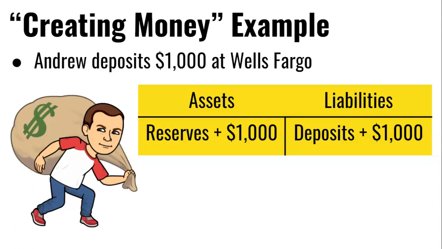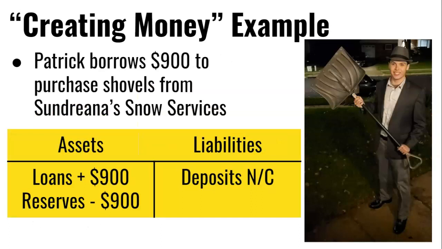Now, let's pretend that somebody comes along. We'll say Patrick wants to borrow $900 to purchase shovels from Sundriana's Snow Services. He's in a snow shoveling business and he needs to purchase capital. So when he comes and takes a $900 loan from Wells Fargo, the liabilities don't change. Wells Fargo still owes that $1,000 to Andrew who deposited it. But now it has new assets. It has a new $900 loan. So it's adding to the loans, but it's taking out from reserves.